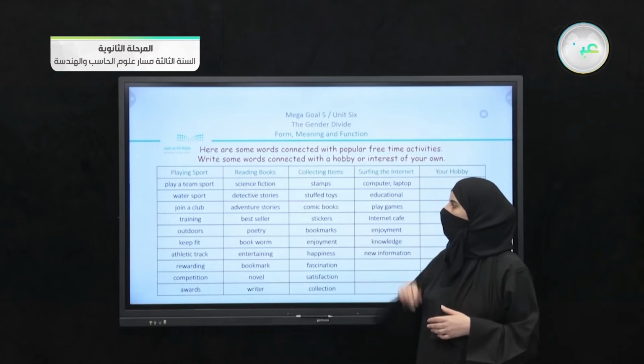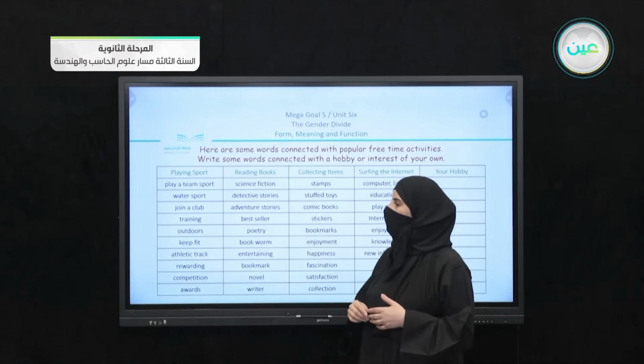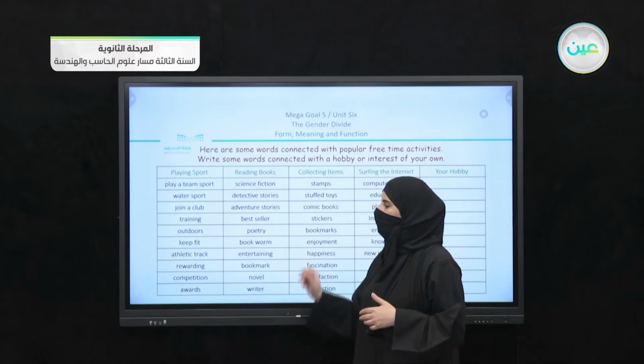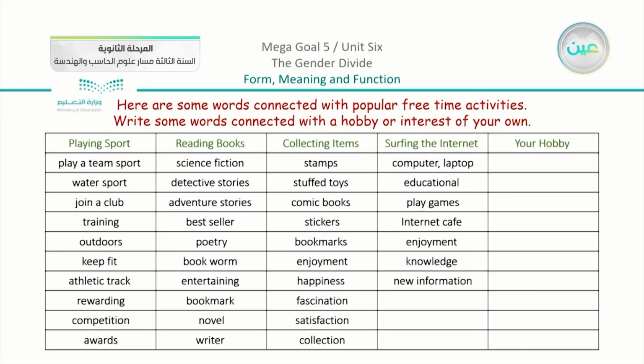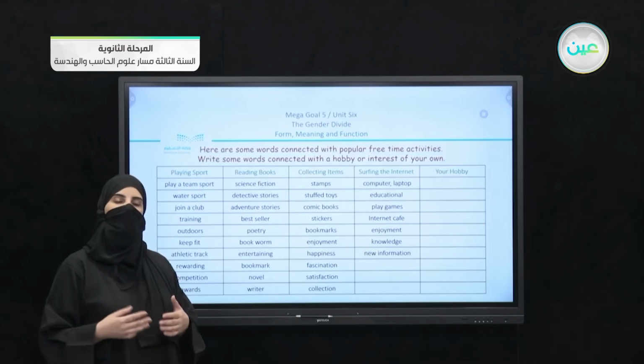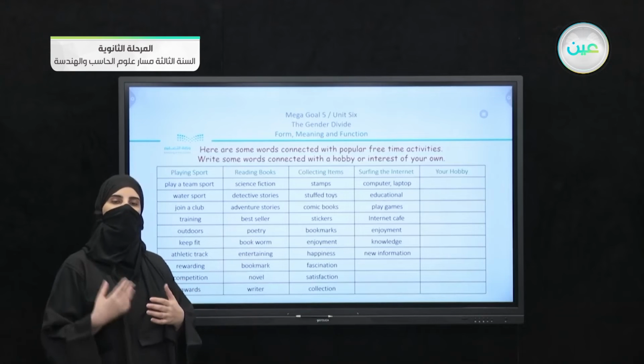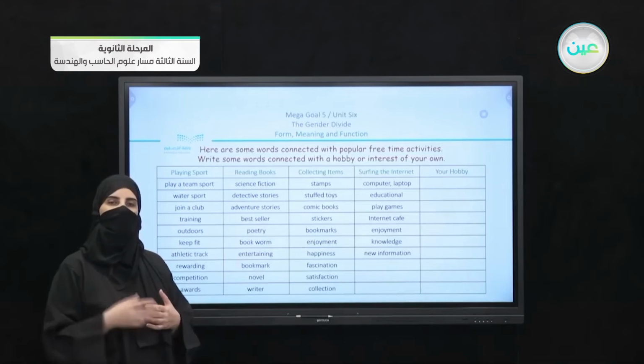We have the same idea in reading books. We can see that we have, for example, detective stories, but we do have bookworm, entertaining, bookmark, novel, and writer. For words that are connected to collecting stamps, you can see that we have here stamps, comic books, happiness, fascination, satisfaction. You can see that there are also adjectives connected to the topic. We have here surfing the internet, for example, enjoyment, play games, educational, new information, and so on. So you are free to add and to use the words to express your own activities or hobbies.